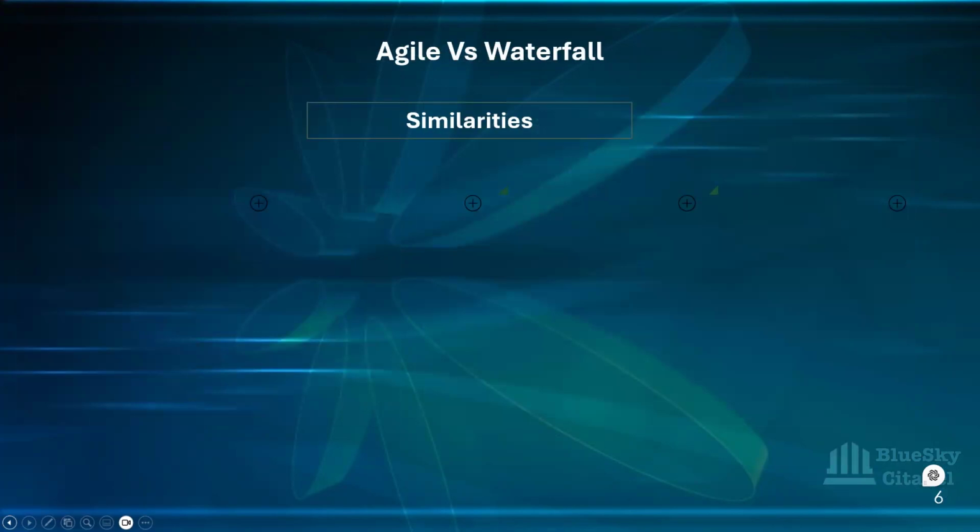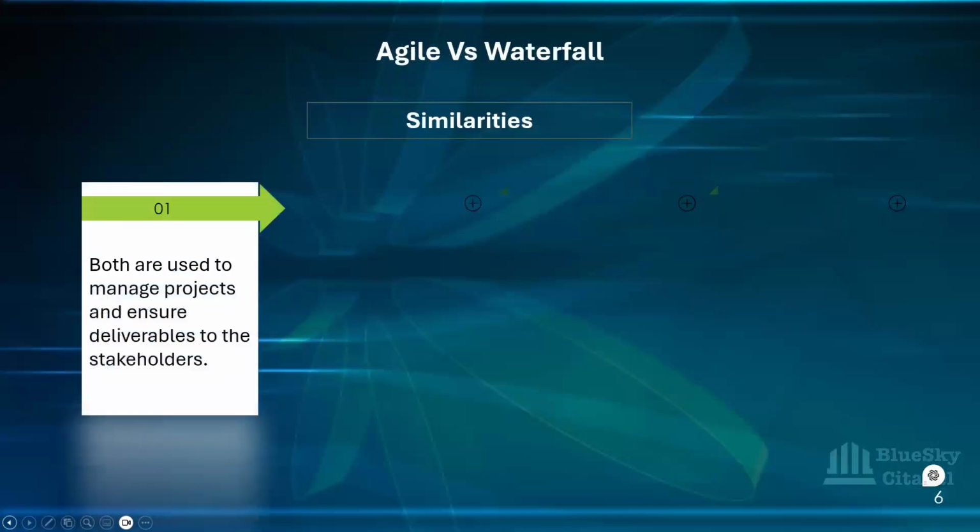So quickly, we just want to see the differences and the similarities, because there are some similarities between Agile and Waterfall, and then we look at the differences also that we have.